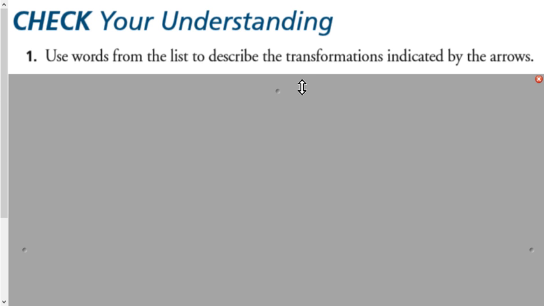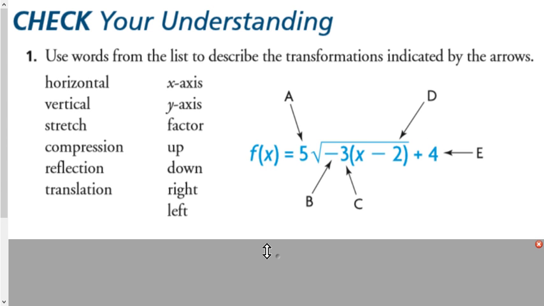So I'm going to ask you to use some words from the list to describe the transformations indicated by the arrows. So here's our list of words on the left: horizontal, vertical, stretch, compression, reflection, translation, x-axis, y-axis, factor, up, down, right, and left. I'd like you to pause the video now, and I'd like you to have a look at each of those arrows that's pointing to something, and I'd like you to try and describe what that is doing to the parent function.